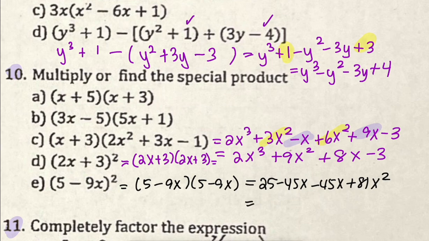And then again, my suggestion would be always get in the habit of putting your final answer in descending order. It's not a big deal. If you wrote your answer in a different order than me, it's still the right answer, but it is helpful when we go to do other things, or if you go into calculus, it's just helpful. So our final answer would be 81x squared minus 90x plus 25.